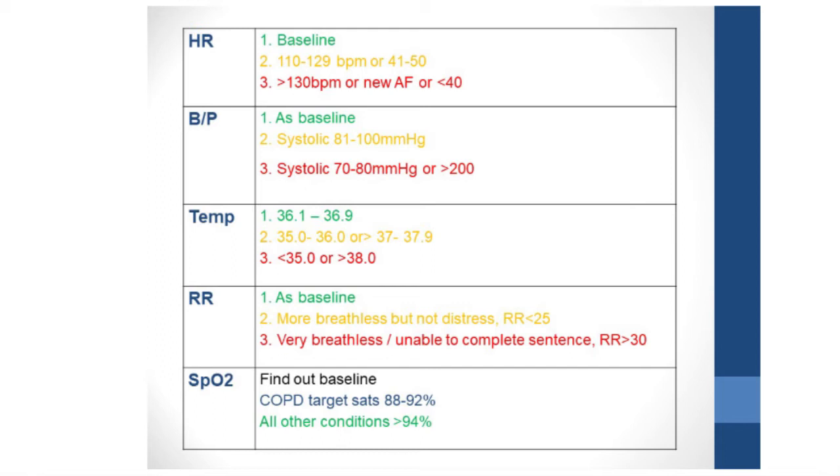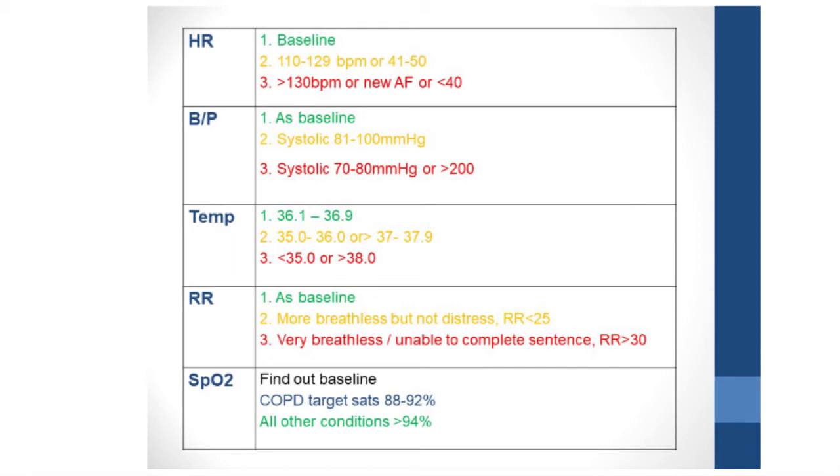So here we have a table now of the observations. The values at point 2 in each of the sections are cause for concern in the community, but you may be able to treat the patient in the community with the relevant support, treatment and monitoring. However, the values at point 3 in each section would indicate a necessary discussion with medical staff, whether that be a consultant or a GP, and it likely might mean an admission to hospital for the patient.